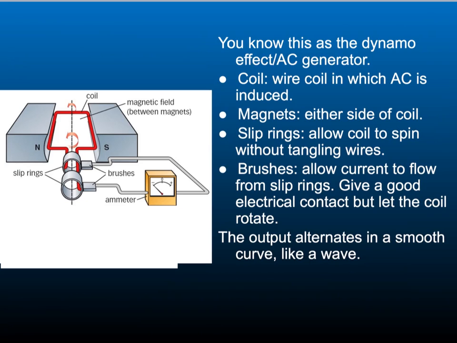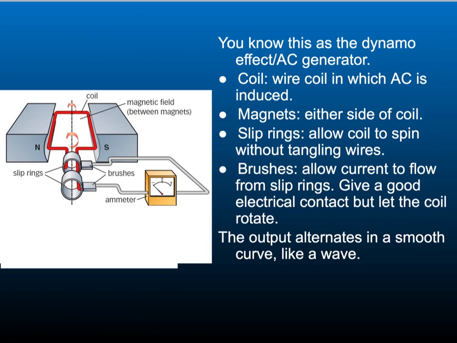You know this as the dynamo effect, or it is sometimes called an AC generator. It consists of a coil. This is the wire in which the AC is induced. It consists of magnets at either side of the coil so that you can have a magnetic field between them. It consists of these slip rings here to allow the coil to spin without tangling the wires up. It consists of these brushes here, which allow current to flow from the slip rings, and it gives a good electrical contact, but it still lets them rotate around.